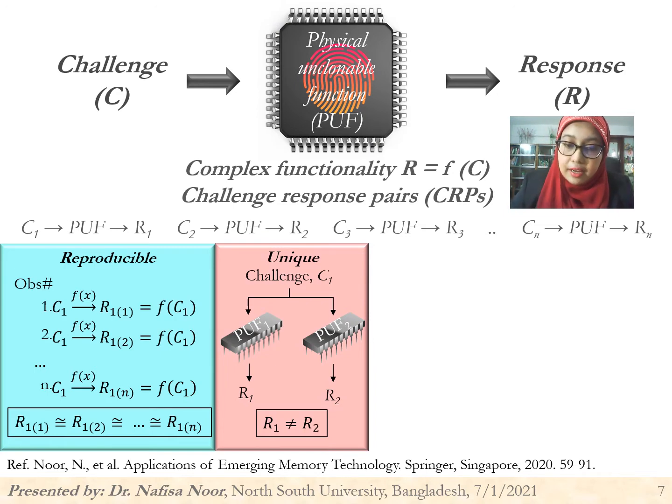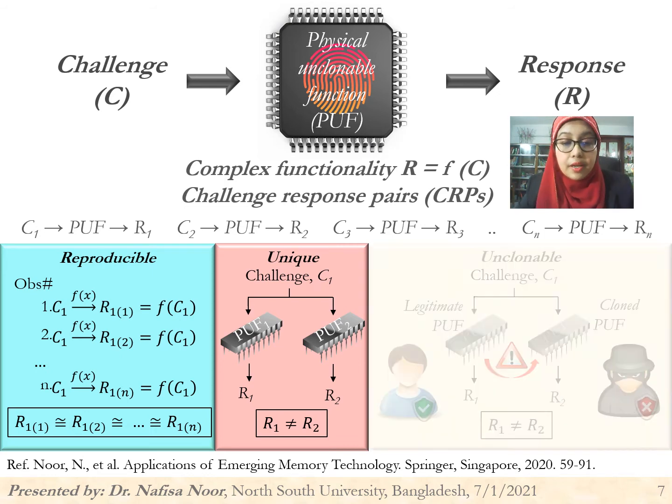According to the uniqueness property, when a certain challenge C1 is applied to two different PUF chips, they must produce two distinct responses, for example R1 and R2 in this case, where R1 and R2 must be distinguishable from each other. You can compare these two properties with human fingerprints. When we look at the fingerprint of a specific person, we want it to be the same every time, which is similar to the reproducibility property of the PUF. Also, when we look at the fingerprints of two different people, we always want them to be distinguishable, and that is similar to the uniqueness property.